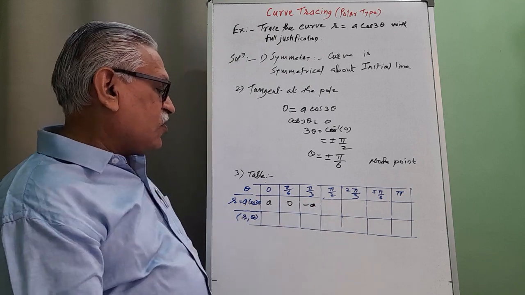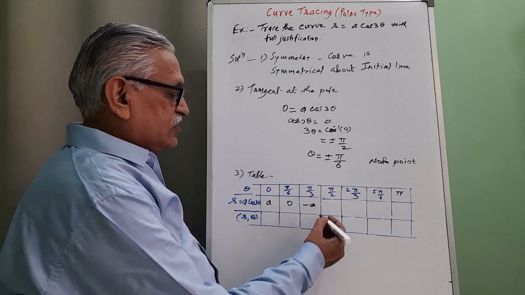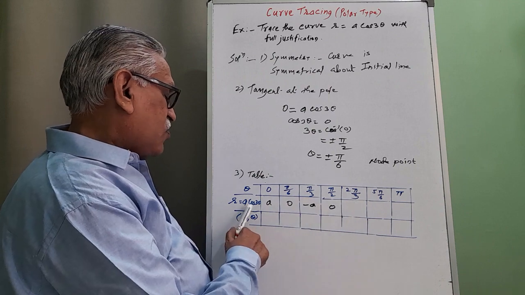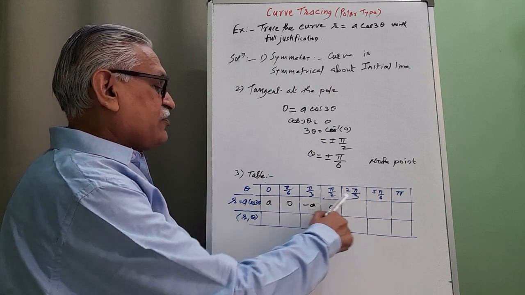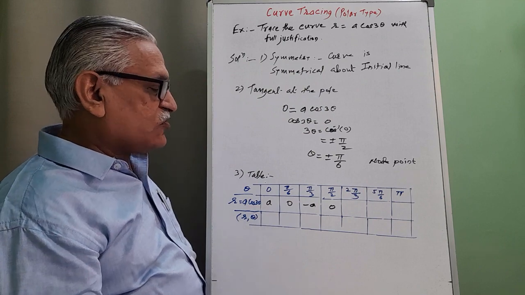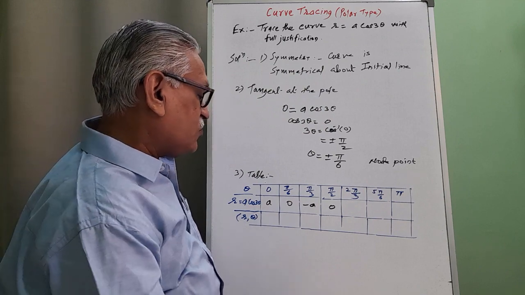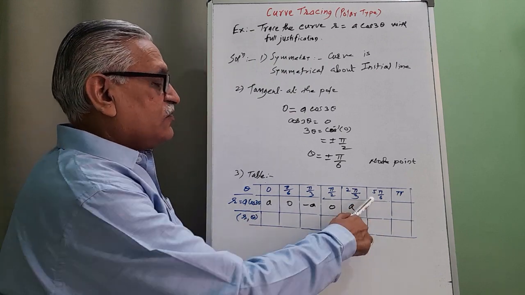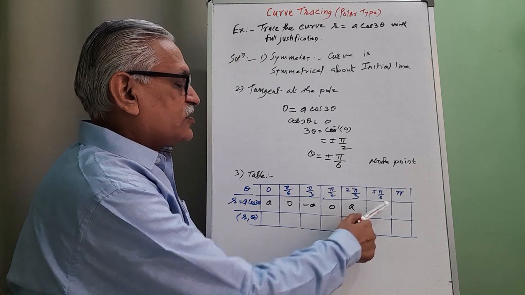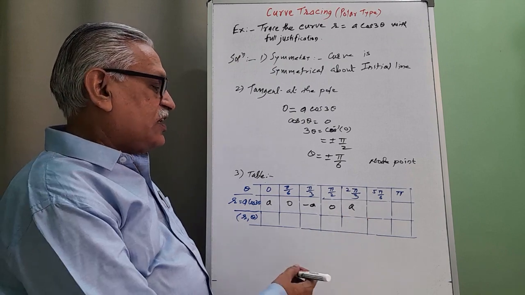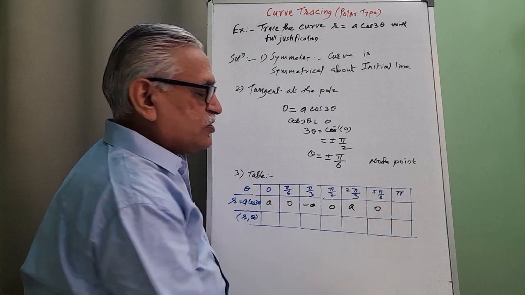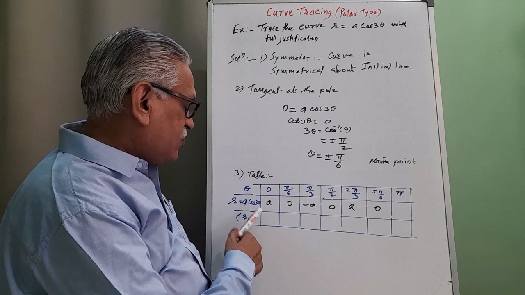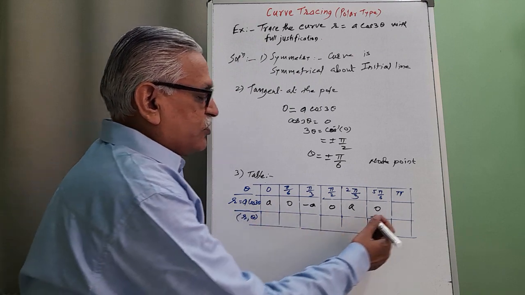Then cos of 3 times π/2 is 0. Then cos of 3 times 2π/3, the 3 gets cancelled, it is cos of 2π, and the value of cos 2π is 1, and therefore it is a. Cos of 3 times 5π/6 becomes 5π/2, and the value of cos 5π/2 is 0. And lastly, cos of 3π, an odd multiple of π, has value −1, and therefore that point is −a.